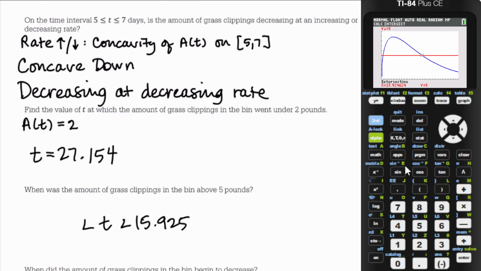And then the first intersection looks like it's happening closer to 0, so I'm going to calculate intersection between blue and red, give it a guess of t equals 1, and that was 0.635. And that's when the amount of grass clippings in the bin was above 5 pounds.